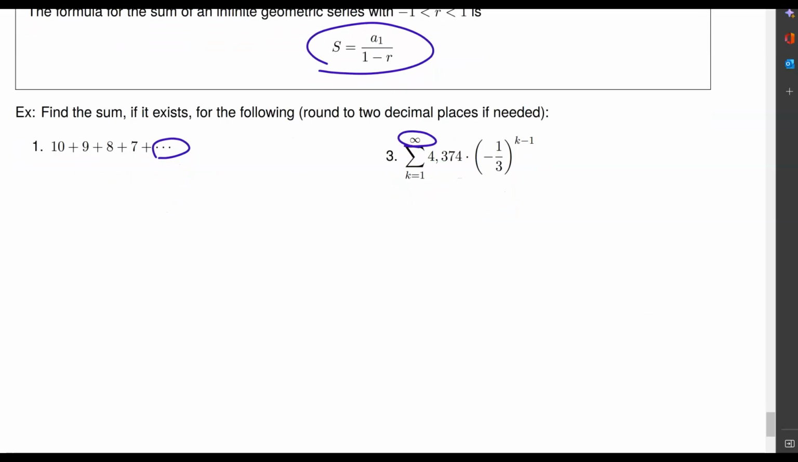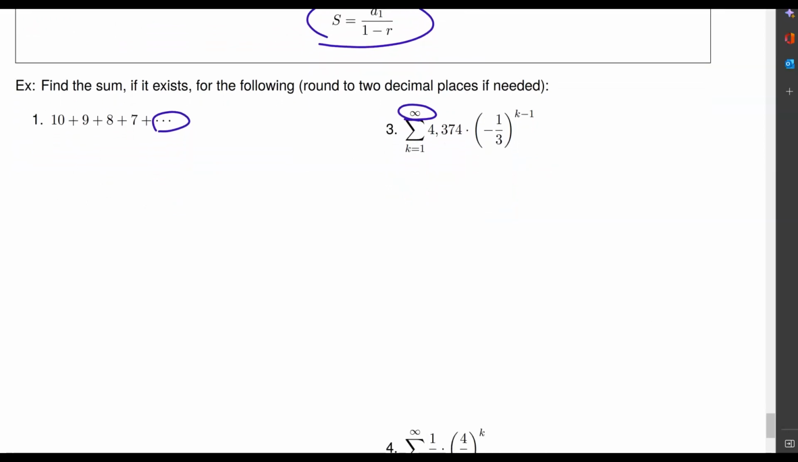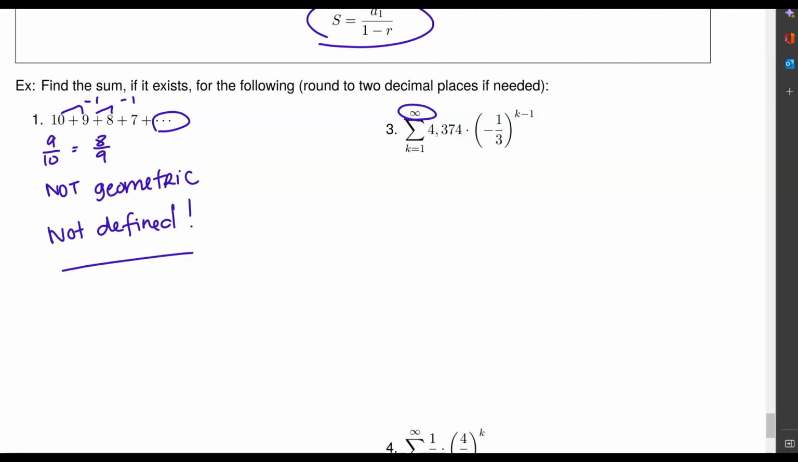So let's look at the first one here. So if I look at this rate, I'm going to have 9 over 10, but then I'm going to have 8 over 9, right? So I can see that this does not have a common ratio, and in fact, it looks like it's just subtracting by 1. So this is not geometric. And so because it's not geometric, that means it's not defined. So there is no sum.